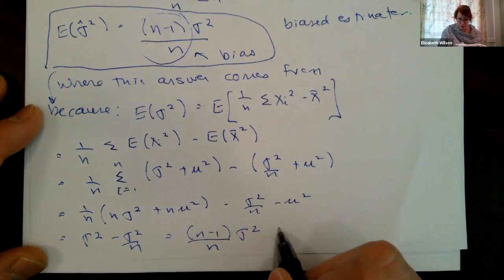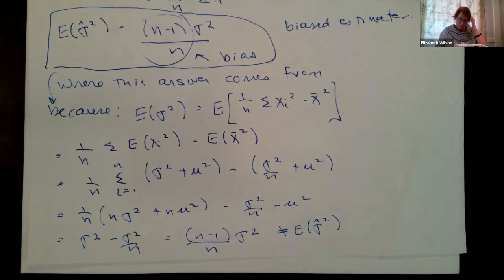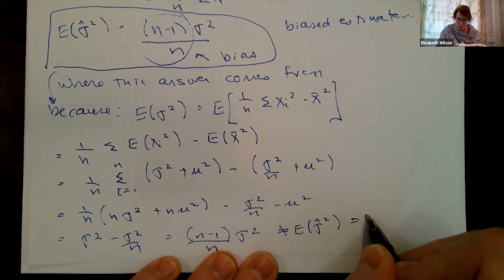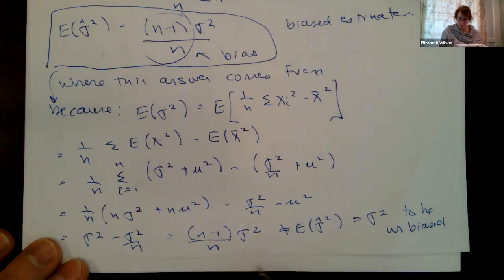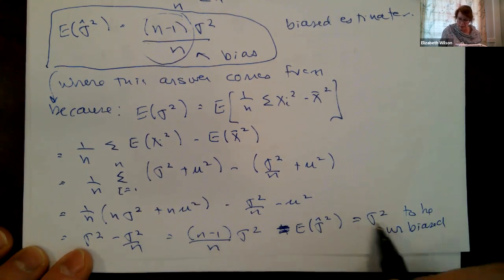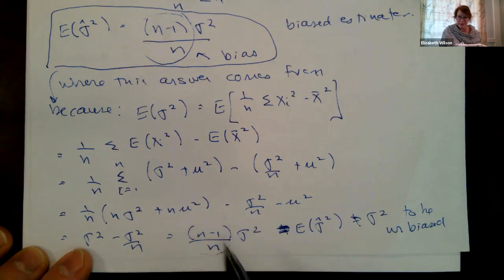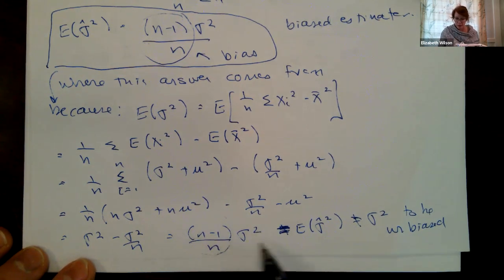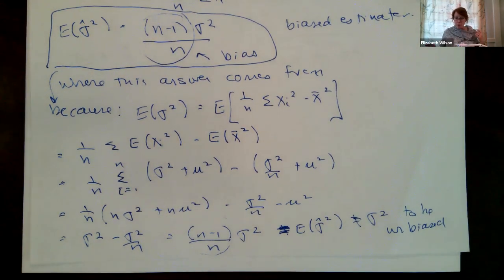I expected this to equal my sigma squared, but it doesn't. I want my expected value of sigma hat squared to equal sigma squared to be unbiased. Actually, this is equal to our estimator here, but it doesn't equal plain old sigma squared. In order for it to be unbiased, this would not have to be there. So when I have my maximum likelihood estimate for the variance, I have to divide it by this in order to make it unbiased. But my mean, I can just leave, because the maximum likelihood estimate for the mean is an unbiased estimator.